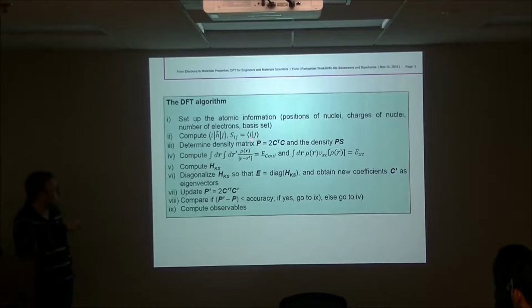Now we have collected all the terms we need, and we can compute the Kohn-Sham Hamiltonian, the full matrix, in terms of our basis functions, right? And from here, well, it looks like Hartree-Fock, doesn't it? Diagonalize, get the energy eigenvalues, get better coefficients, update the density matrix, compare. If converged, get to our observables. If not, go back here.